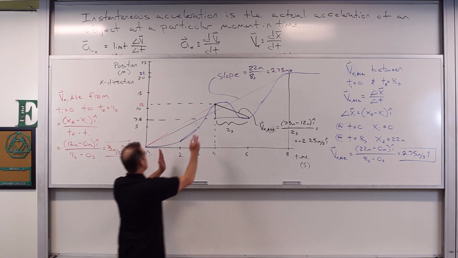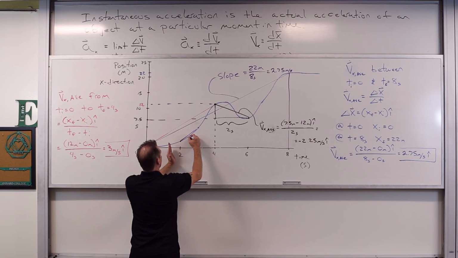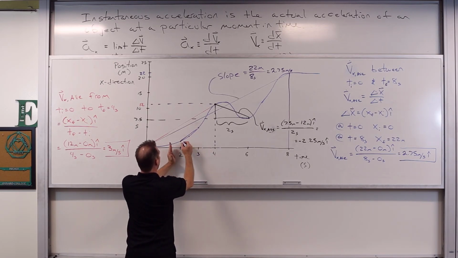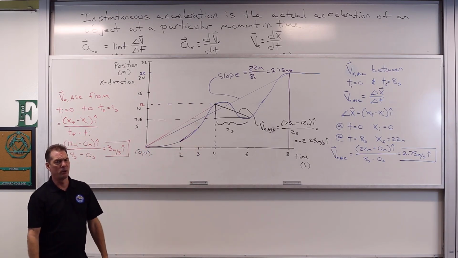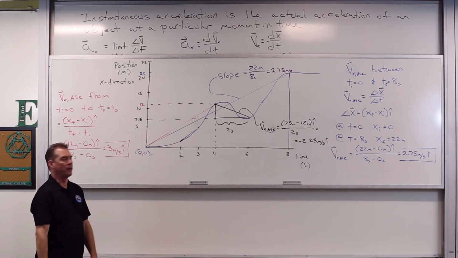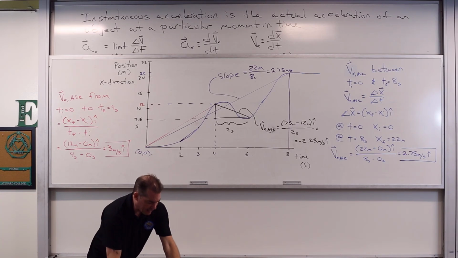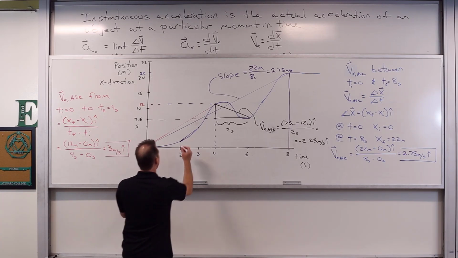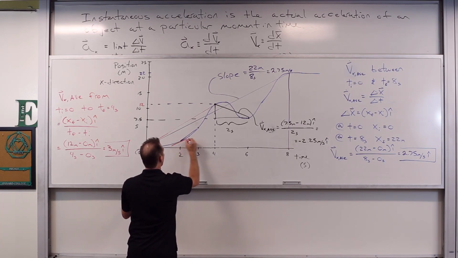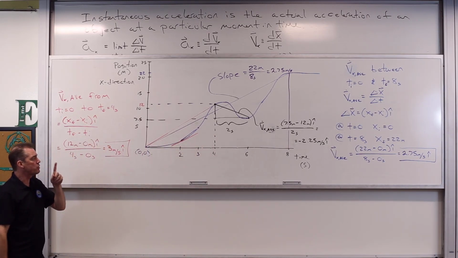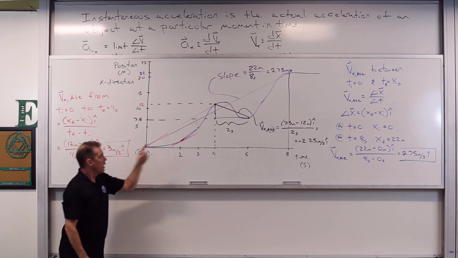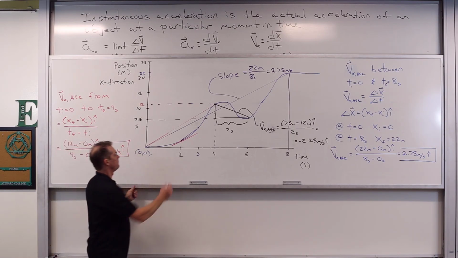What happens if I shrink this down even farther? Well, I could say between 2 and 2.5, the slope of that line. Say 2 and 2.25, 2 and 2.1, 2 and 2.00001. And what ends up happening is I shrink the time interval down to be very, very small. We have the instantaneous value is equivalent to the slope of the line tangent to that point.